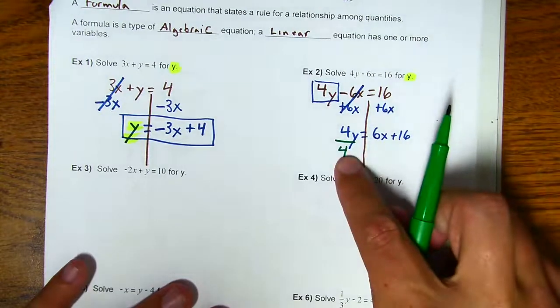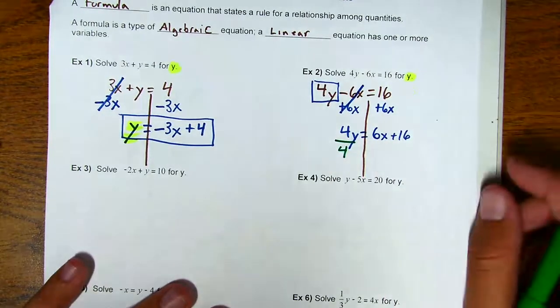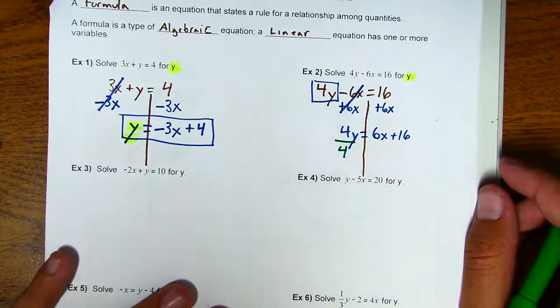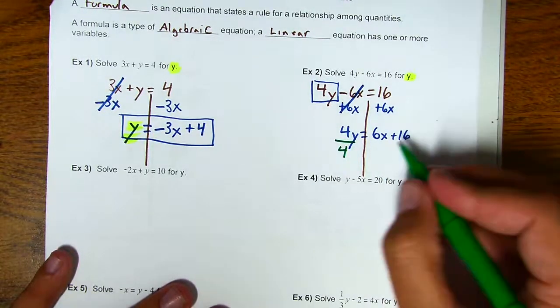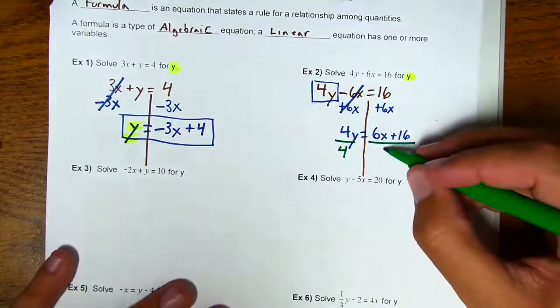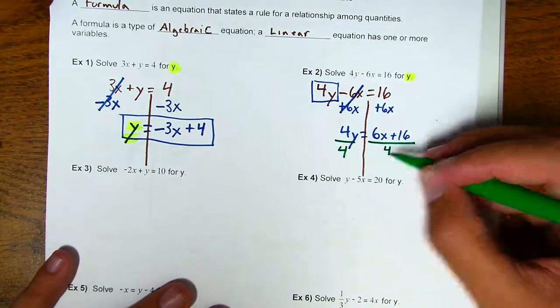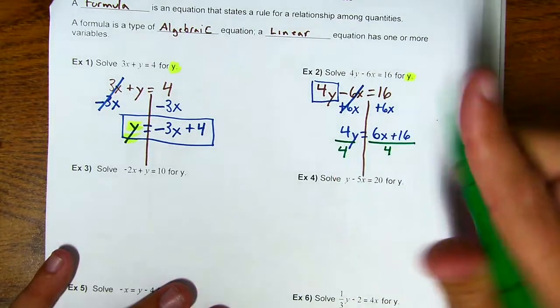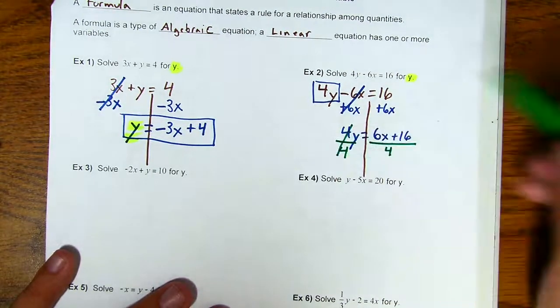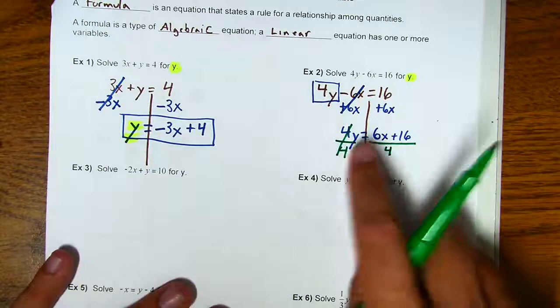Now, if I divide one side by 4, I'm going to divide the other side by 4. So there's two ways of doing this. I can divide each one by 4, or I can divide them all by 4. Okay, so I'm just going to divide them all by 4 like this. The 4's cancel out. I'm left with y equals.